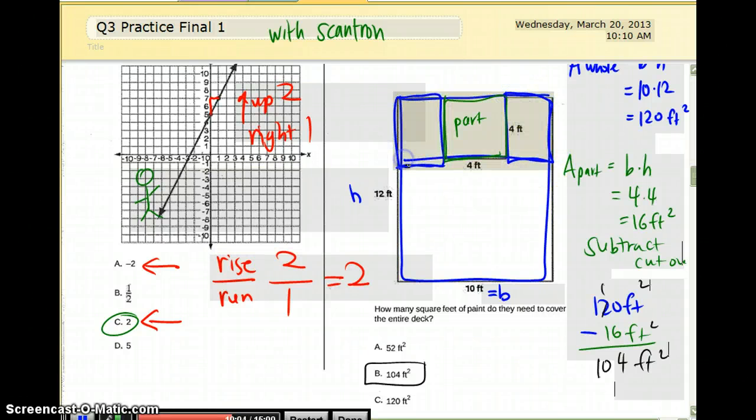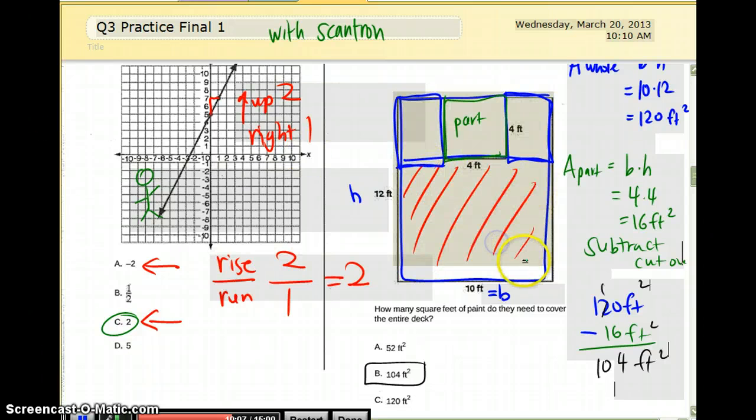Another way to do this is to actually find this piece and then find this piece and then add it with the piece down at the bottom, down here. I could also do that. Okay.